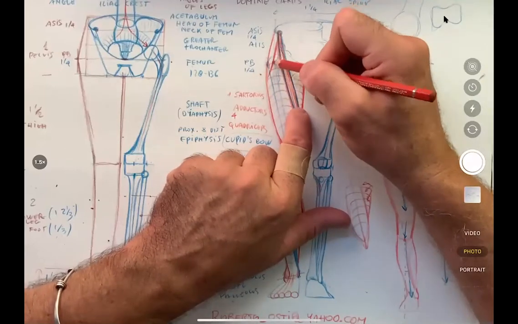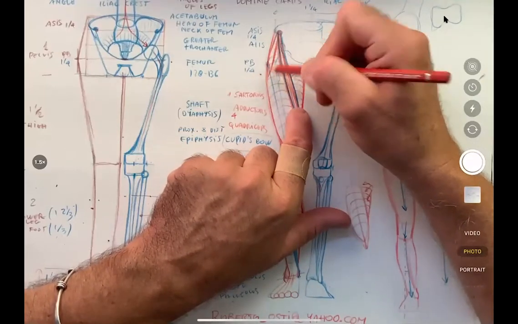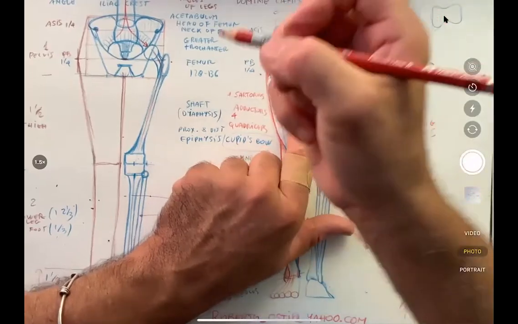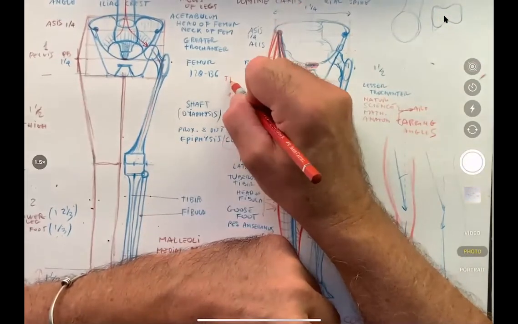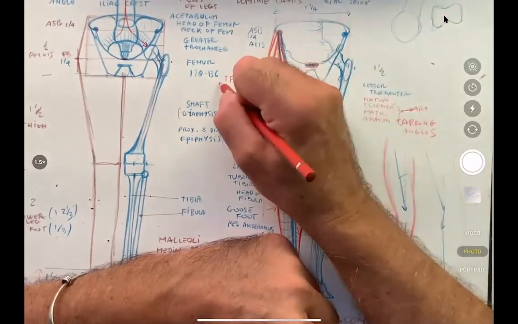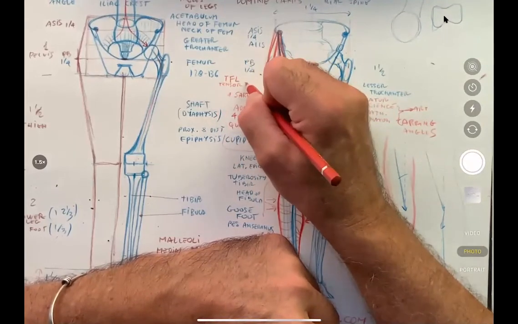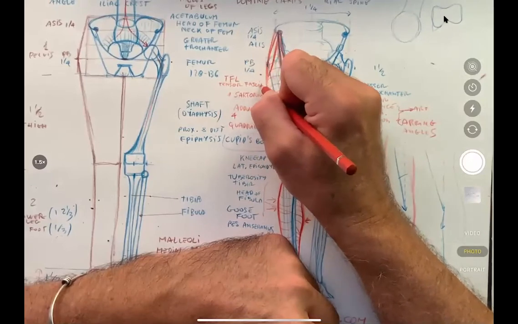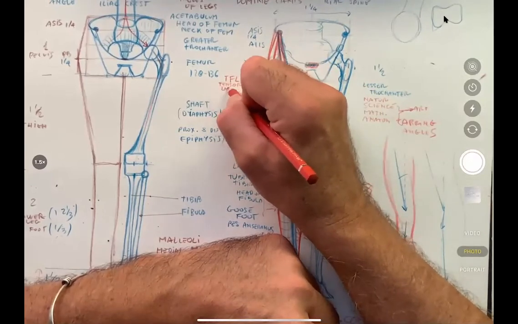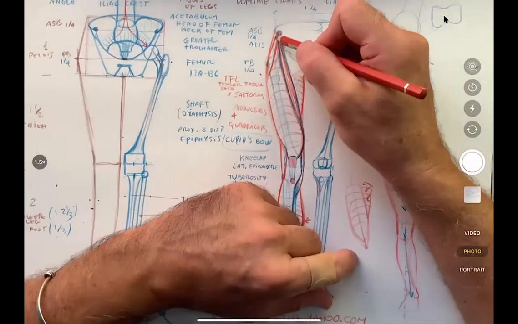And this muscle in here is called tensor fascia lata. TFL, right? Or tensor fascia lata. Right? Tensor fascia lata, it's a muscle.